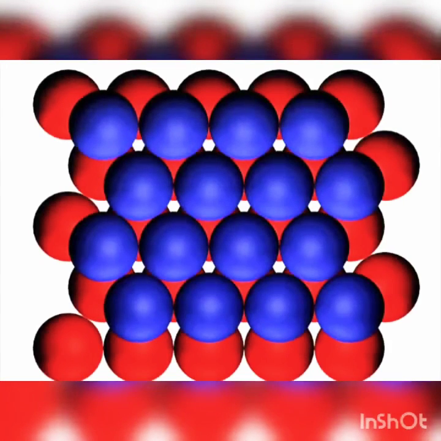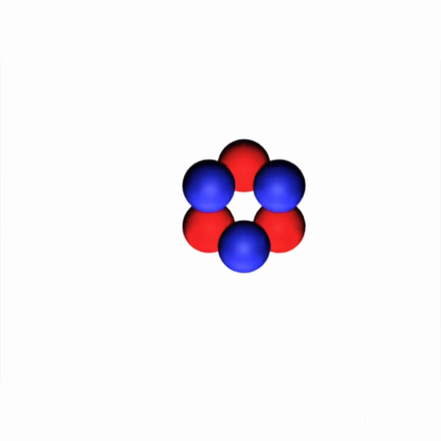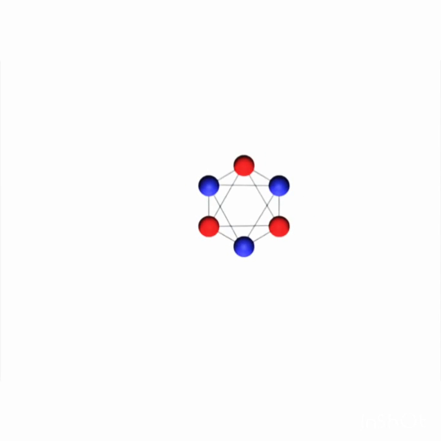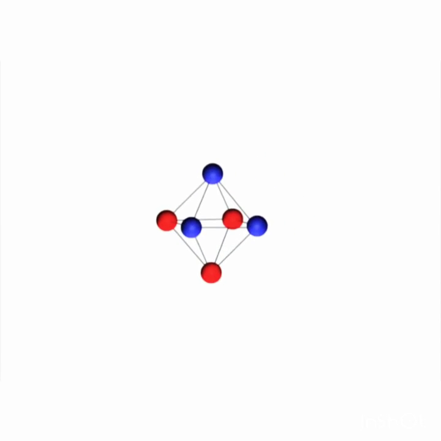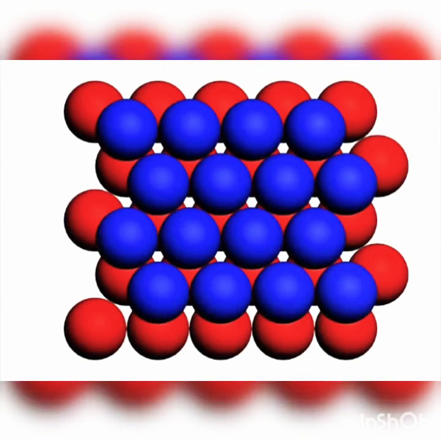The octahedral voids are created by six spheres. Here also we make the spheres a little smaller, then join the centers of the spheres to get the shape. The shape is a regular octahedron. Placing the third layer. This can be done in two ways.